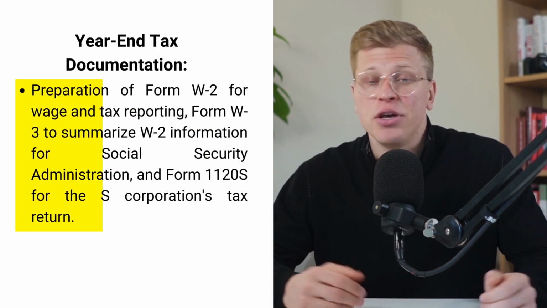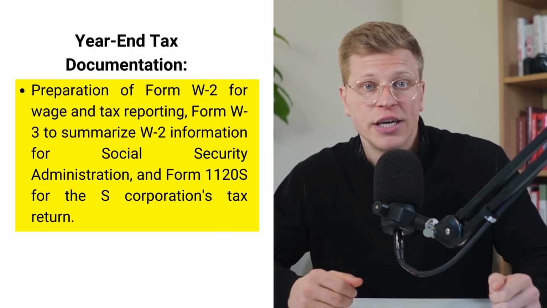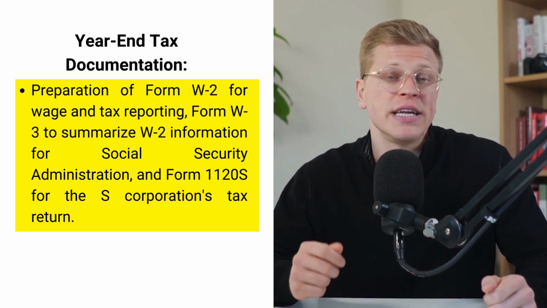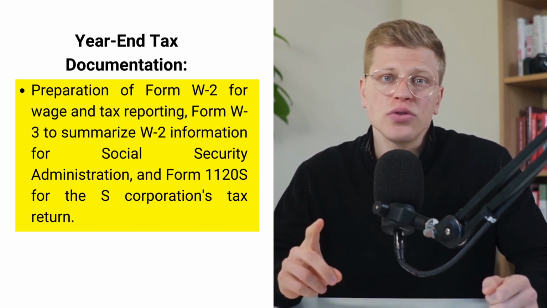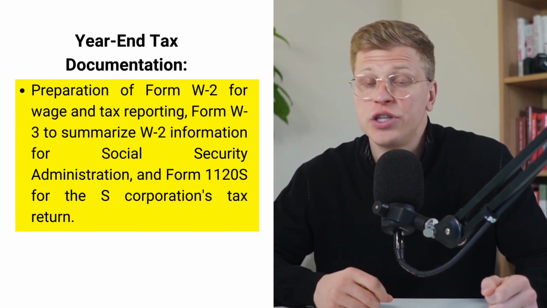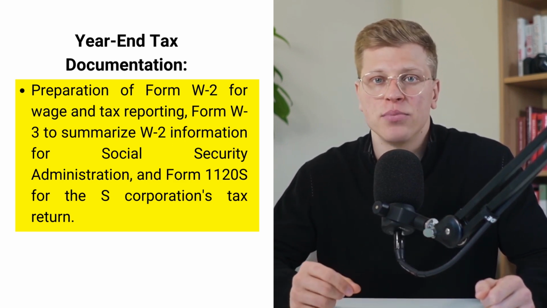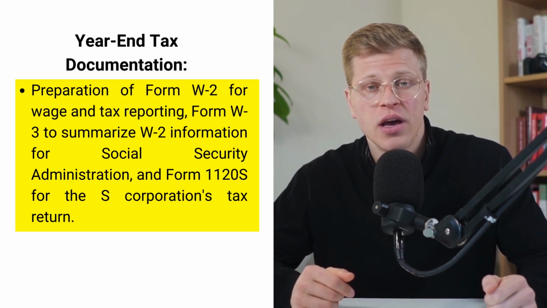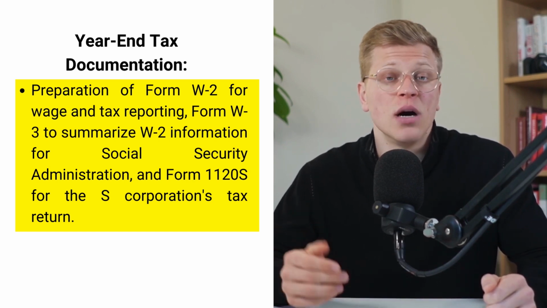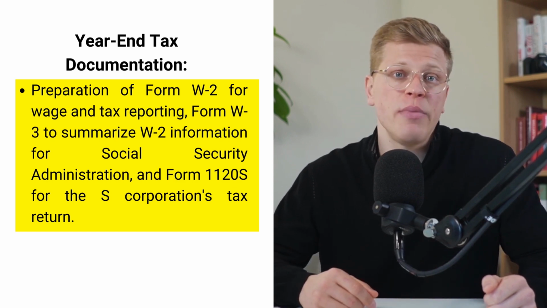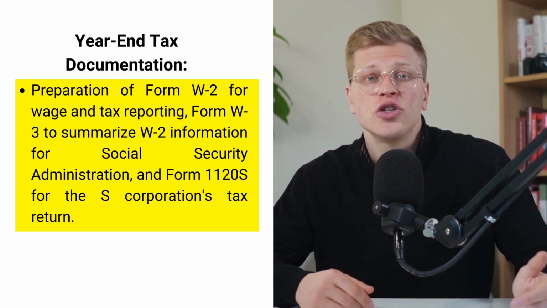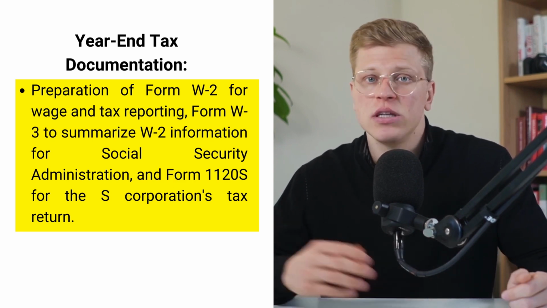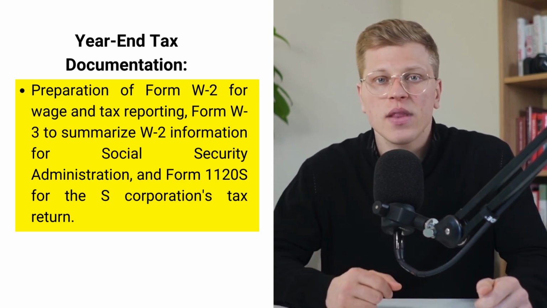Beyond handling regular payroll throughout the year, preparing year-end tax documents is a critical part of managing an S corporation. One essential document is Form W-2, which is used to report the wages paid to employees and the taxes that were withheld from those wages throughout the year. Another important form is Form W-3, which is used to send information from the W-2 forms to the Social Security Administration. This form essentially summarizes all the W-2s issued by the company.